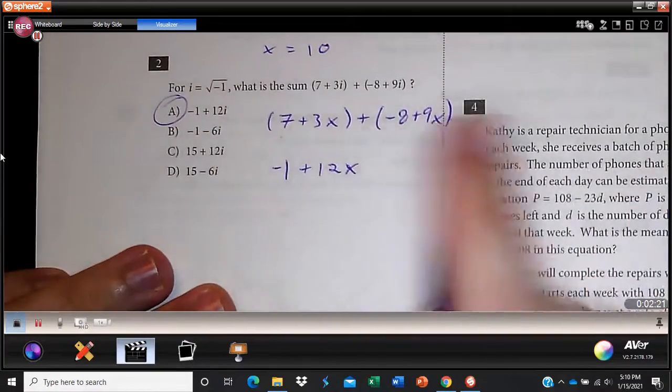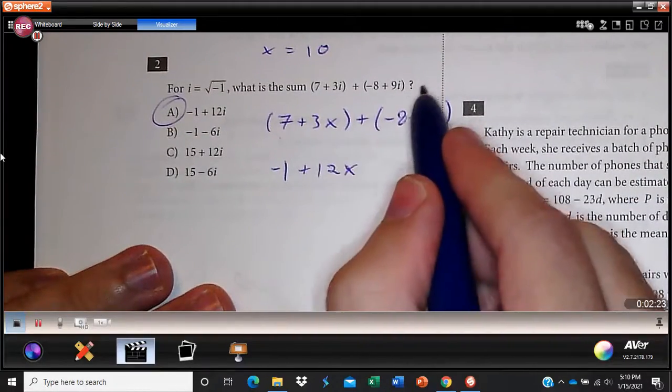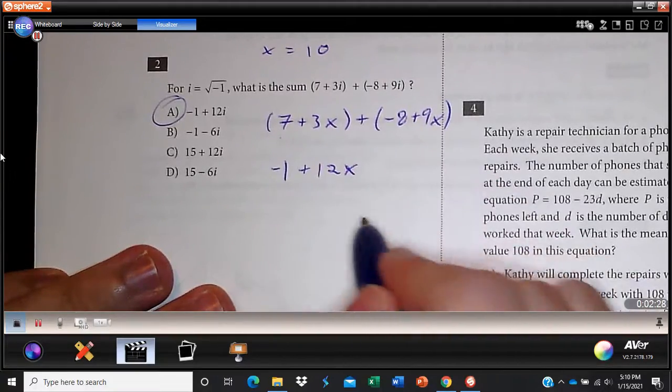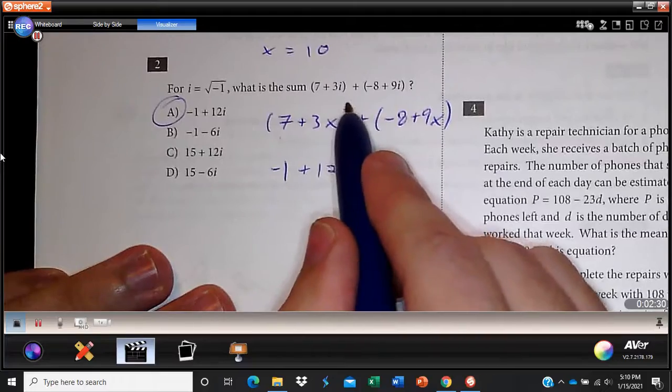And hopefully that substitution made sense. I just replaced it with an x to show that algebraically speaking it's equivalent to just adding these two expressions together. The imaginary part, don't freak out about it.